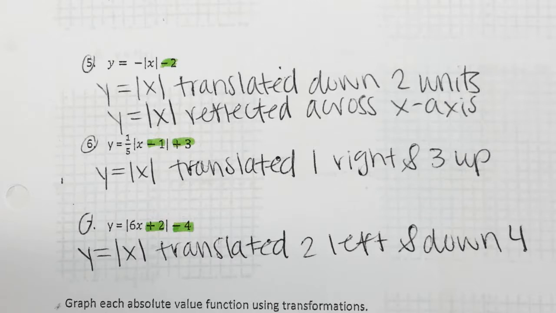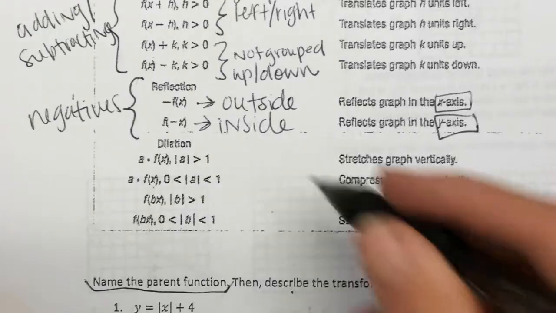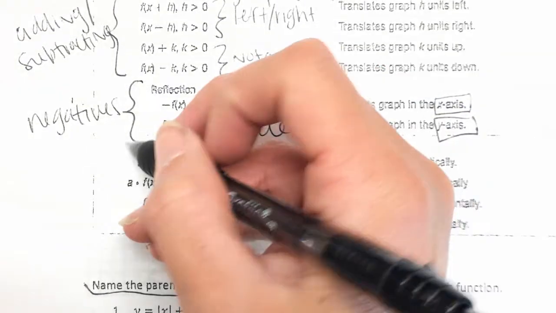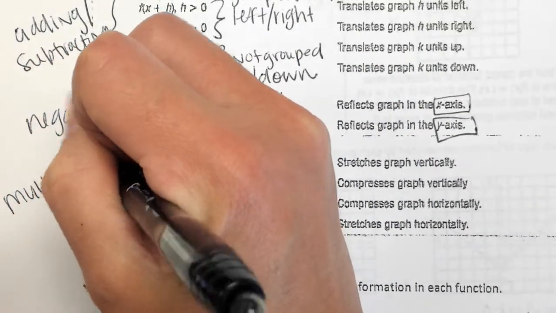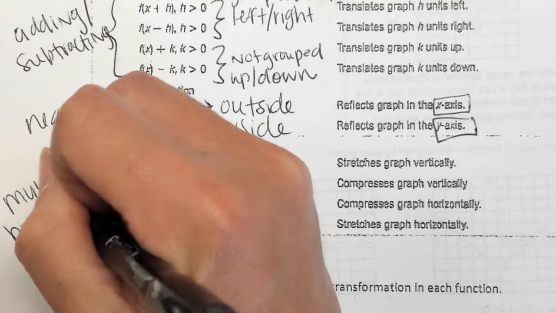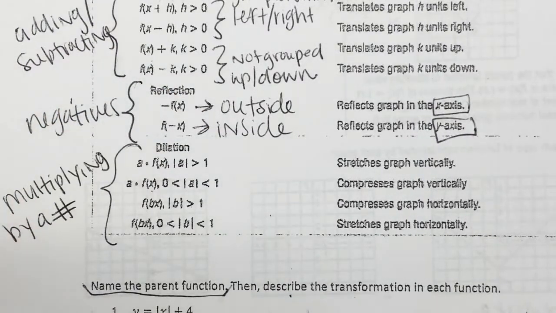So everybody's good with the reflections, right? Sorry, I gave you only one example. You'll have some more later. So now let's look back. Let's talk about dilations. This is the last type of transformation there is. And this is if we are multiplying your function by a number.